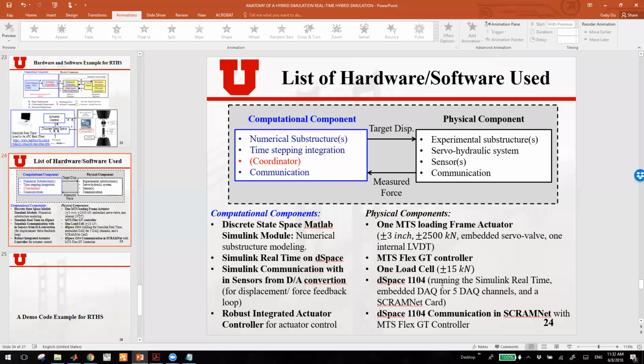And then we have DSpace 1104 for running the Simulink real-time, and it is embedded with DAQ, data acquisition, with 5 channels, and also it has a ScramNet card. So the DSpace is in charge of communicating with the MTS controller through ScramNet, because they have the ScramNet card, and also it communicates with the numerical modeling through the digital analog or the DAQ channels. So that concludes the list of the hardware and software used in a typical real-time hybrid simulation.